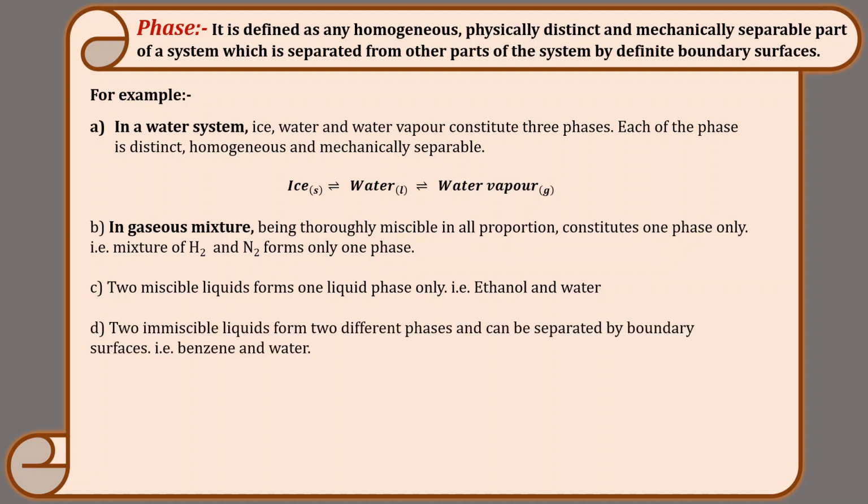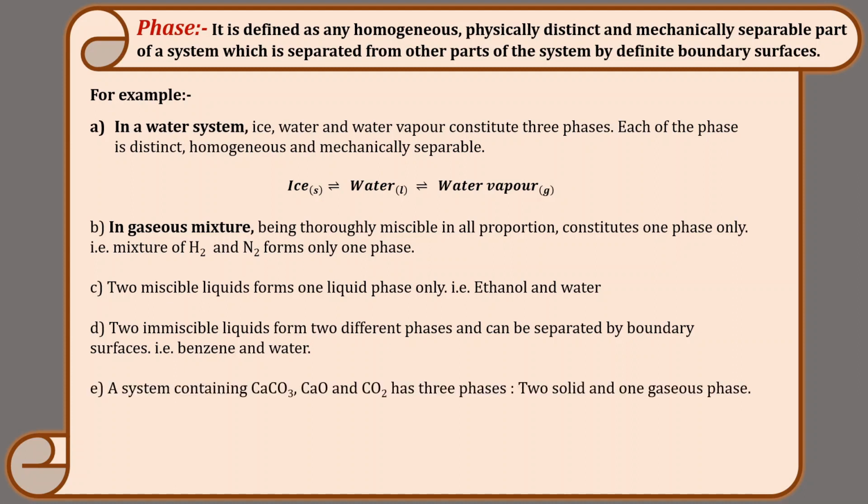The next example, two immiscible liquids. Immiscible means that they do not mix together. Two immiscible liquids form two different phases and can be separated by a boundary surface. The example is benzene and water. Two different layers are observed, benzene and water. Next example, a system containing calcium carbonate, calcium oxide and CO2 has three phases. Calcium carbonate and calcium oxide are the two solid phases and CO2 is a gaseous phase. So that is all about the phase.